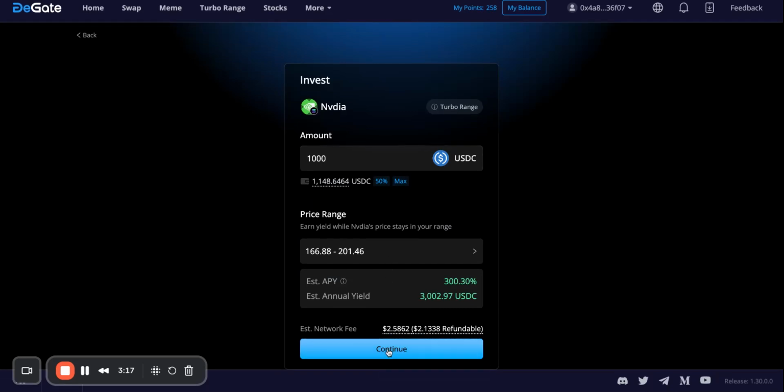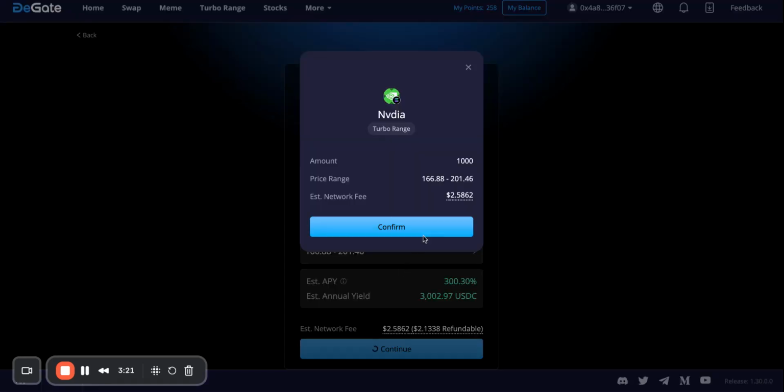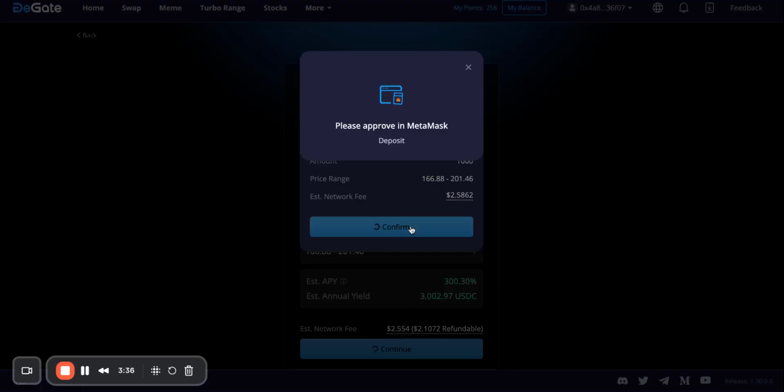I'm going to go ahead and invest 1,000 USDC into this range. I'm going to click continue. Confirm. There's a slight network fee here, but quite a lot of it is for Solana rent, which is refundable when you actually withdraw from this particular turbo range of Nvidia. Okay, let's go. Deposit.